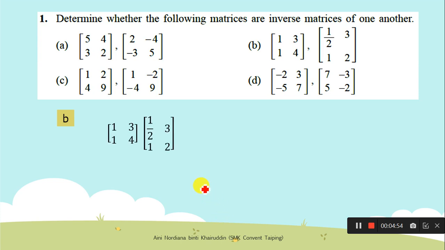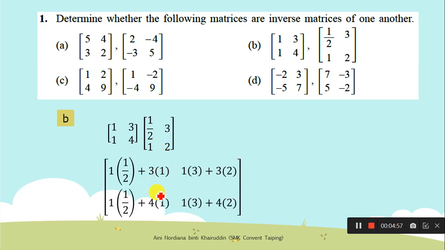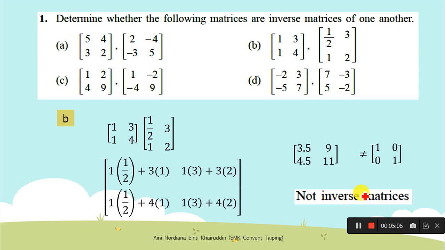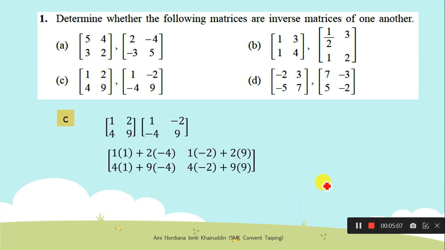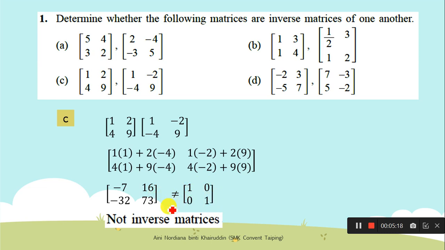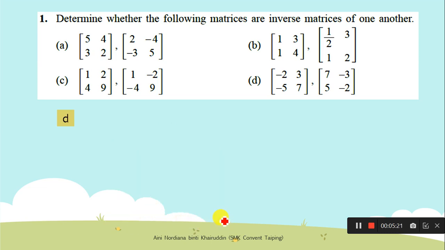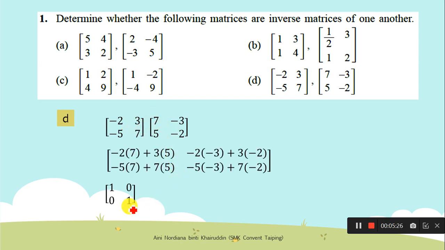So for B, we multiply the two matrices and then we get this. Also not equal to the identity matrix, so not inverse matrices. For C, okay, when we multiply the two matrices, we get this. This is also not equal to the identity matrix, so not inverse matrices. For D, when you multiply the two matrices, you will get 1, 0, 0, 1, which is the identity matrix. So yes, these are inverse matrices.